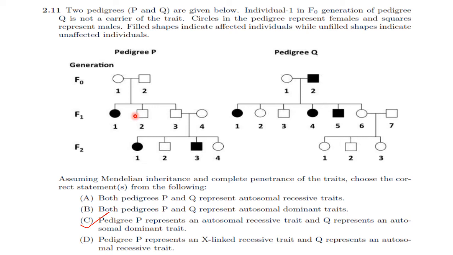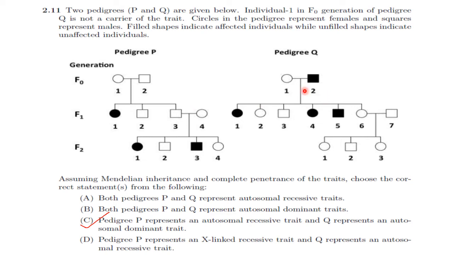Then we can see that it is not present in all the generations. Then the trait is occurring in males as well as in females. There is nothing like only females are having the disease or males are having the disease, or females are carriers of the disease, nothing like that. Any male or female can come in contact with the disease. So the pedigree P shows an autosomal recessive trait. Now coming to pedigree Q.